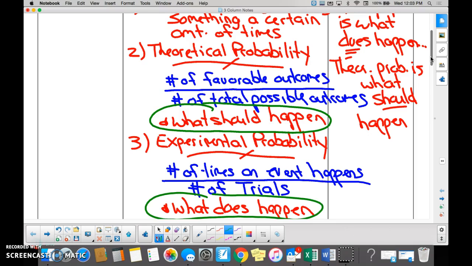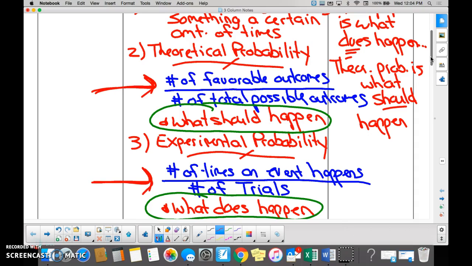Experimental probability, on the count of 3, 1, 2, 3, what does happen. These formulas are huge. You have to know the formulas. Okay, this is the same formula we've been dealing with the whole chapter. It is the formula for probability. This is where things start changing a little bit.